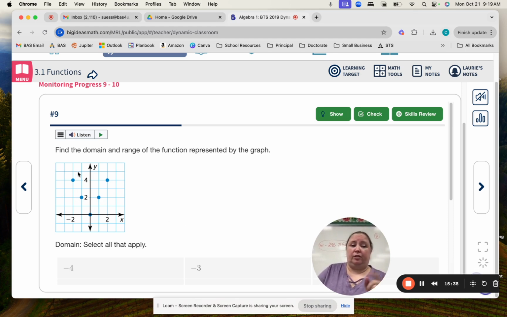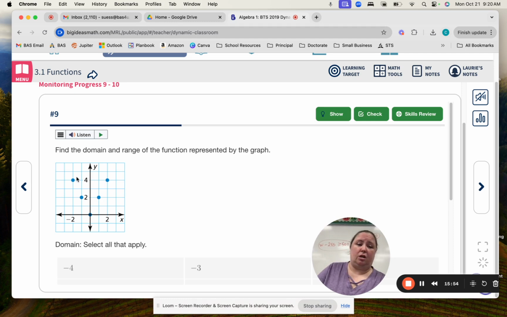So when you're looking at this first graph, this is number 9 on monitoring progress. You see these points, 1, 2, 3, 4, 5 points, correct? Yep. First of all, if I were to draw a line on this, does it pass the vertical line test? Yes, it does. So perfect. We know it's a function.